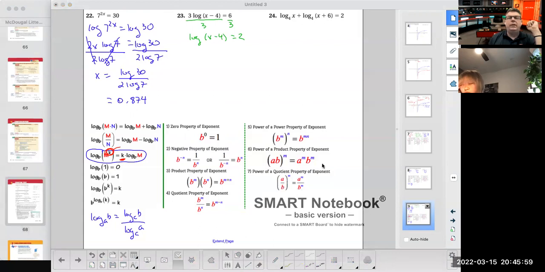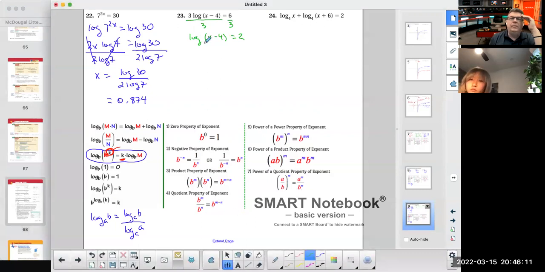So now I'm going to go from logarithmic to exponential form. And that would mean I take the base, which is 10, and say 10 squared is equal to x minus 4. Well, now we just solve, right? 100 equals x minus 4. 104 equals x.